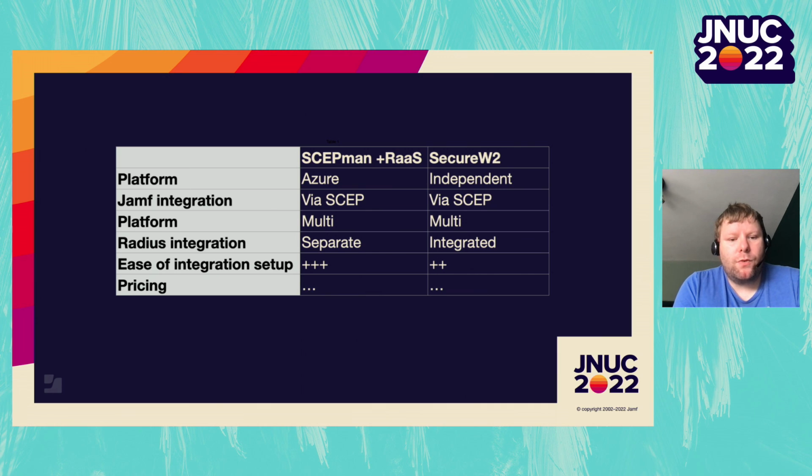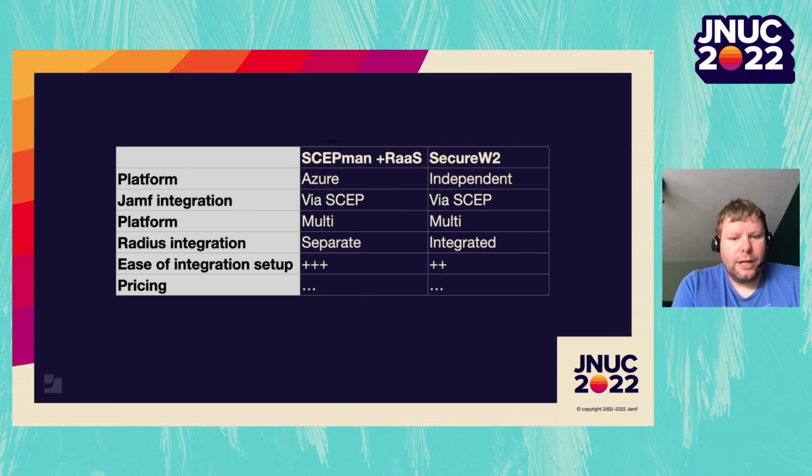If we look at SCEPman plus RaaS, the platform is in that case an Azure platform. It's all hosted within the realm of Azure. But SecureW2 is not. It's an independent platform. The integration via Jamf all goes via the SCEP proxy settings. The platforms are both multi-platform. So in both cases, if you use a different MDM, let's say for Windows or Android, you can also integrate that into the same solution if you want to, again, do 802.1X for your network authentication.